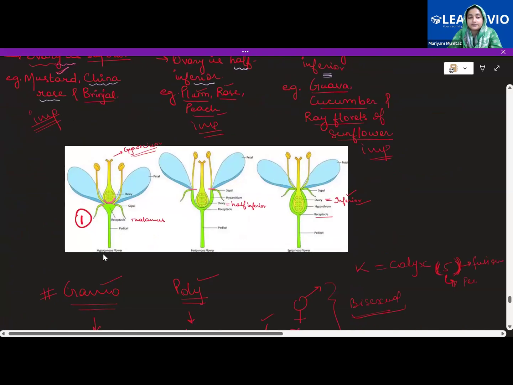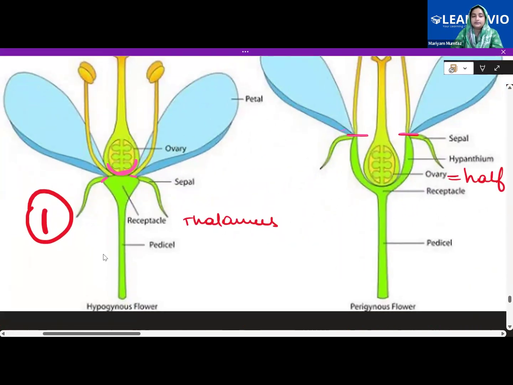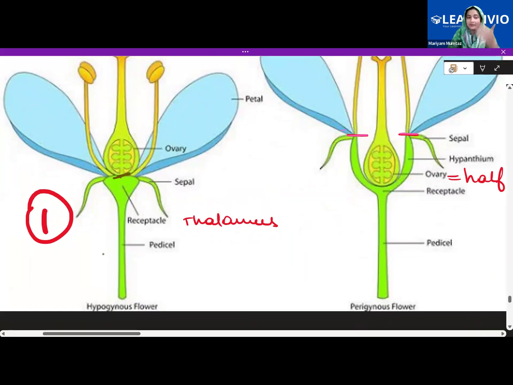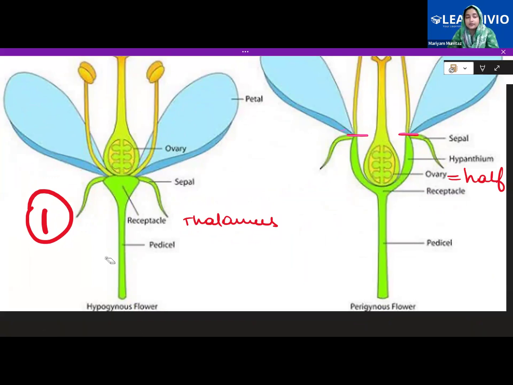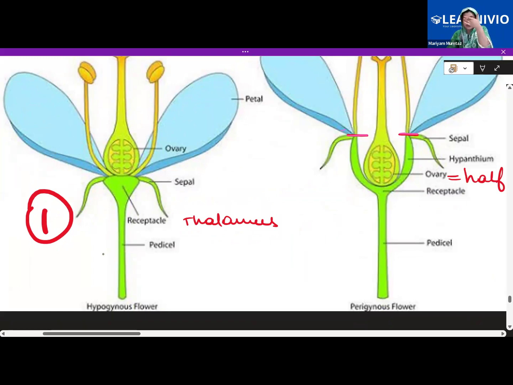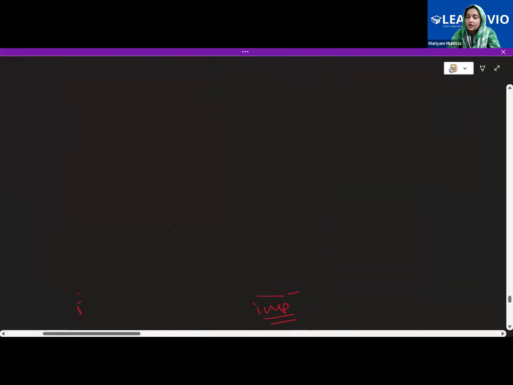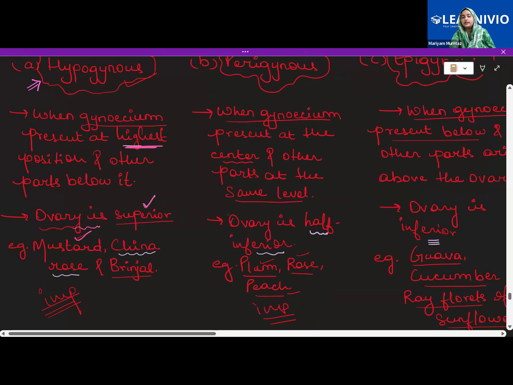for example, see, it's at the highest position and the rest of the parts like the sepal, the petal, the stamen are below this gynoecium. So this kind of flower has a superior ovary, and the situation is called hypogynous. Is it clear? Do you understand the concept? Yeah, ma'am. This is with respect to the position of the ovary, or the position of the gynoecium.